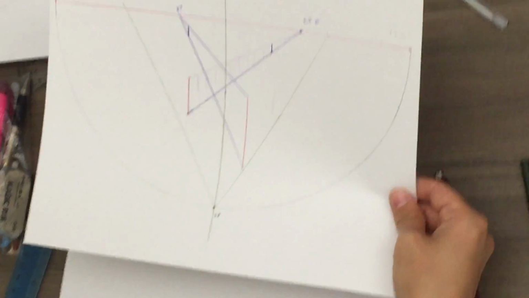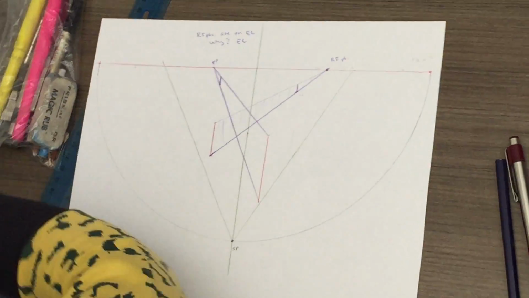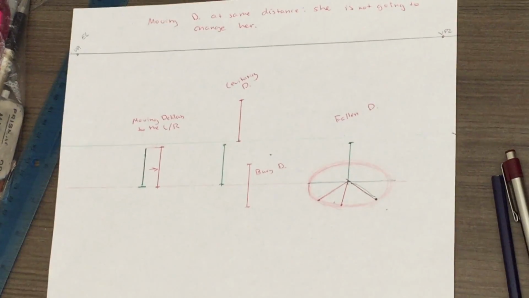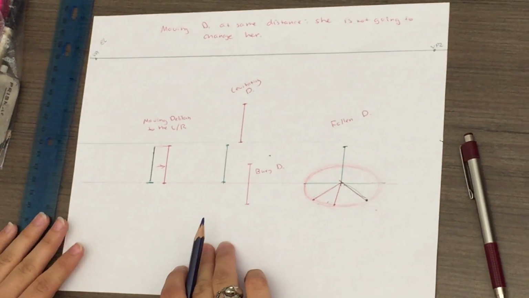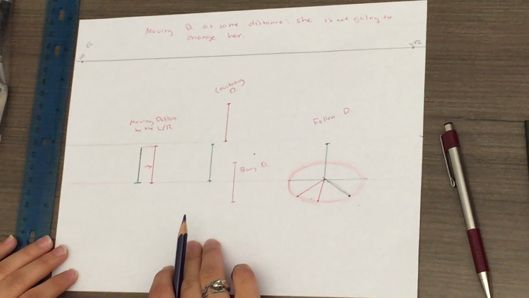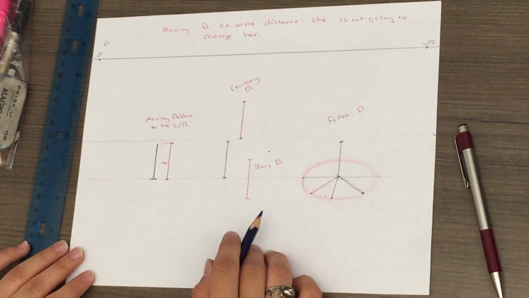moving Delilah. And I will quickly just do this right on here. Well, it's kind of messy. I'll do it right here. Again, I'll explain why this is how it looks. So, moving Delilah at the same distance.